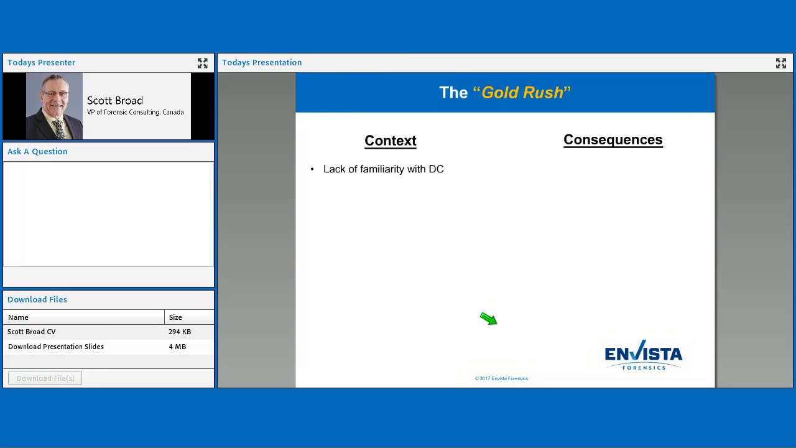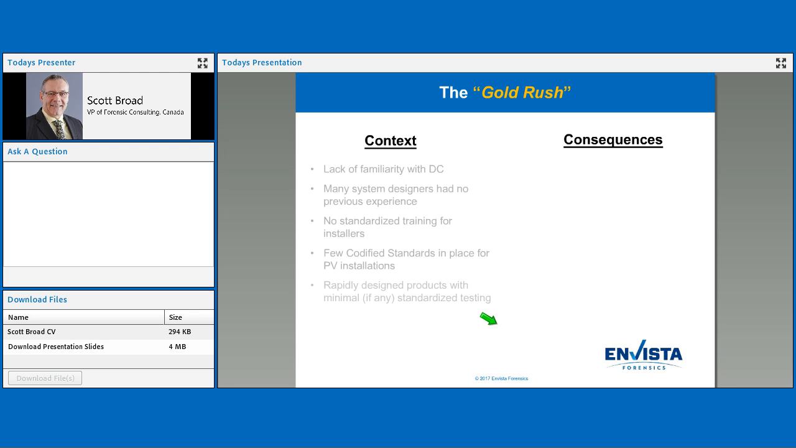There was very little codified information when we first started getting into solar. There was a lack of familiarity with DC power. Most system designers had no idea what they were doing when they were designing them. There was no standardized training for installers, and there were very few codes involved for the PV installations themselves. We had systems that were rapidly designed and massive in size, and there was absolutely no quality assurance or quality control programs in place. Consequently, we saw all kinds of installation deficiencies.